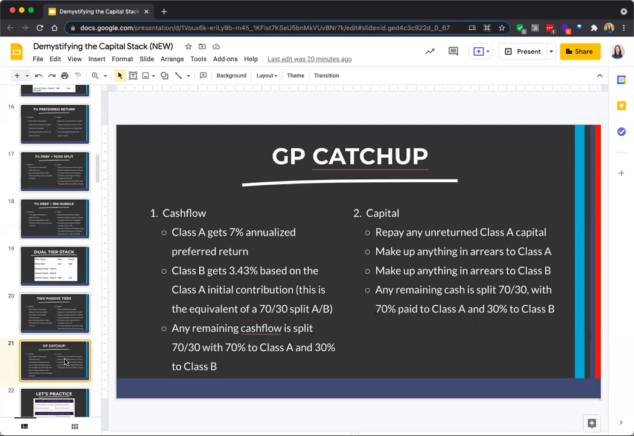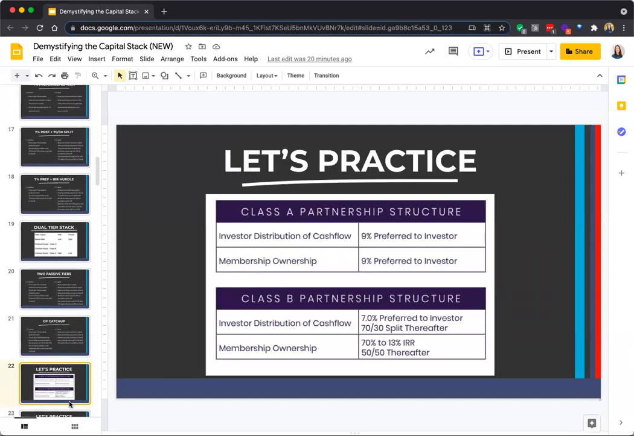Okay. Now let's practice a little bit. If you're looking at one of our offering memorandums, you might come across the financials page and it'll have a graph that looks like this. We can glean a lot from this graph. One, this graph tells us that this is a dual tier capital stack, meaning we have not just one class in the general partnership, we've got two classes of investment and then the general partnership.